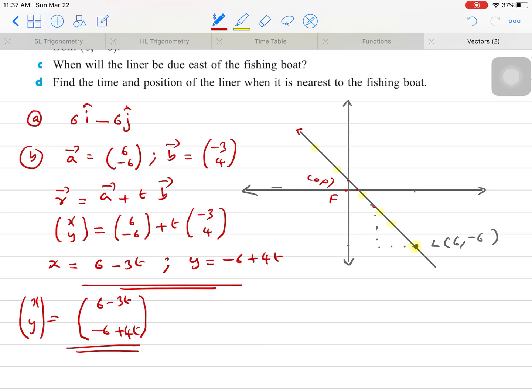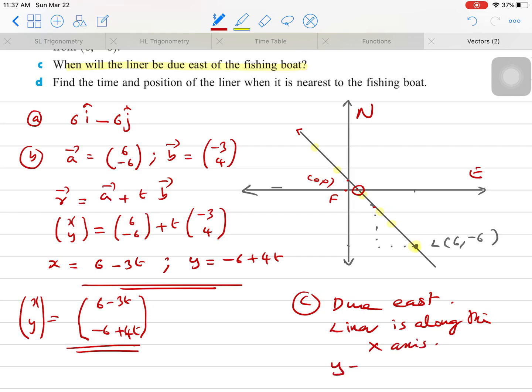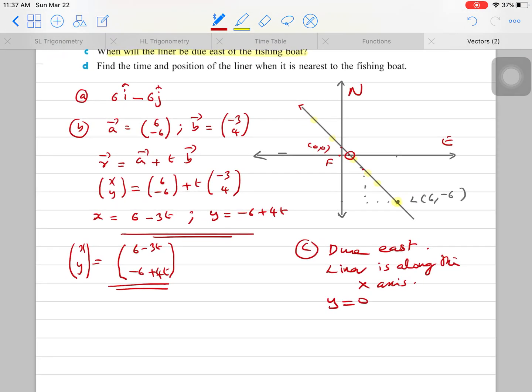The C part of the question is asking when will the liner be due east? Due east. So this is north, this is east, due east is here. That's due east. So due east, when they say, means the liner is along the x-axis. That's the meaning. And on the x-axis, the y coordinate will be 0. So I make the y coordinate equal to 0. Minus 6 plus 4t is equal to 0. So t is equal to 6 by 4, which is 1.5 hours.